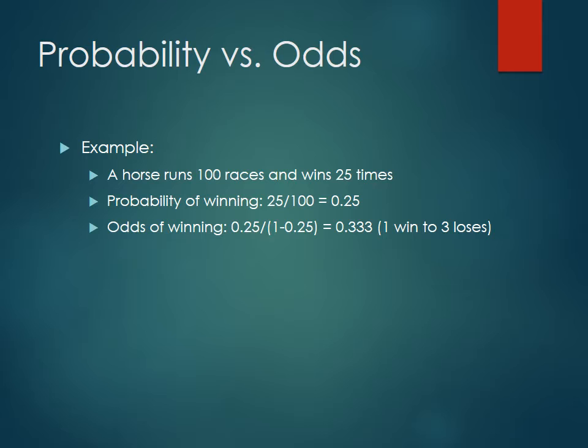So you would divide the total number of instances of that event occurring by the total number of experiments that we did, right? So it'd be 100. So 25 divided by 100, the probability of that horse winning a race would be 25%, right?